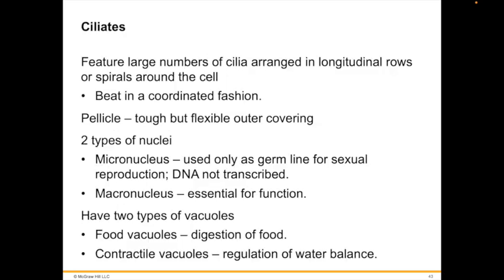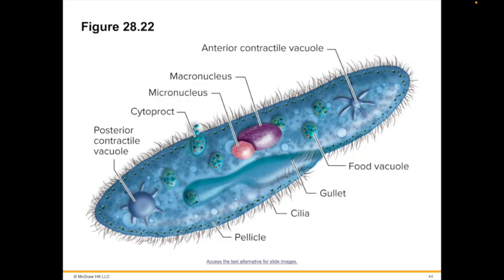Now we're at the ciliates. So ciliates are unicellular and characterized by their mode of locomotion. They are heterotrophic protists that use numerous cilia for feeding and propulsion. Each cell has a macronucleus and a micronucleus. The micronuclei are exchanged during conjugation. They have two types of vacuoles, the food vacuoles for food digestion, and the contractile vacuole that regulates the balance of water. You're seeing one such example of a ciliate here, and this is a paramecium.